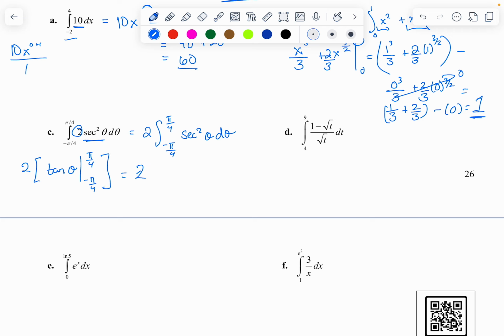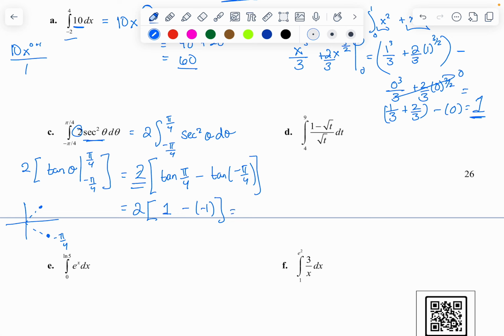And using the fundamental theorem of calculus, I'm going to leave that 2 on the outside and multiply it at the very end. Tangent of pi/4 minus tangent of negative pi over 4. So tangent of pi over 4 is 1, minus tangent of negative pi over 4. Remember on the unit circle, pi over 4 is here, negative pi over 4 is down here, and that's going to give us negative 1. So we end up with 2 times 2, which is 4.